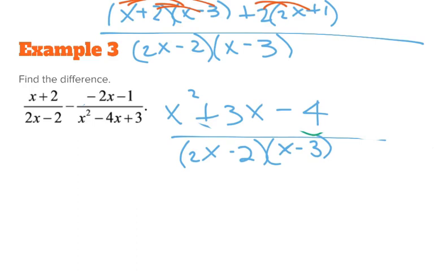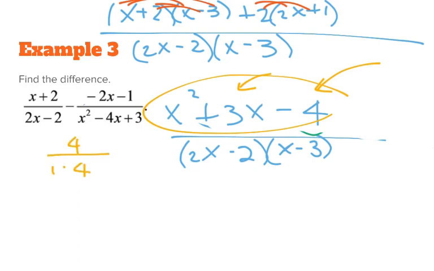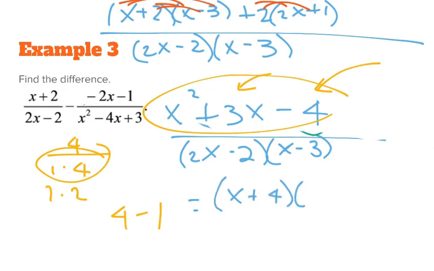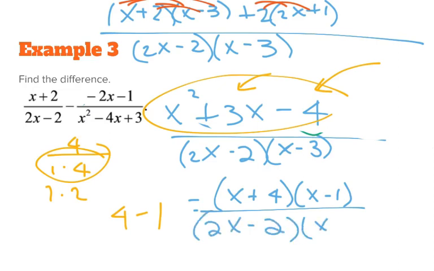Okay, and then the only other thing I do before I say this is my final answer is see if I can factor the numerator. So are there factors of negative 4 that add to give me 3? So let's think. Well, I could do 1 and 4, and I could do 2 and 2. So what would add to give me 3? I could use the 1 and the 4. I could do 4 minus 1. So let's write out the numerator in that factored form. So it's going to be x plus 4 and x minus 1. And my denominator is 2x minus 2 over x minus 3.